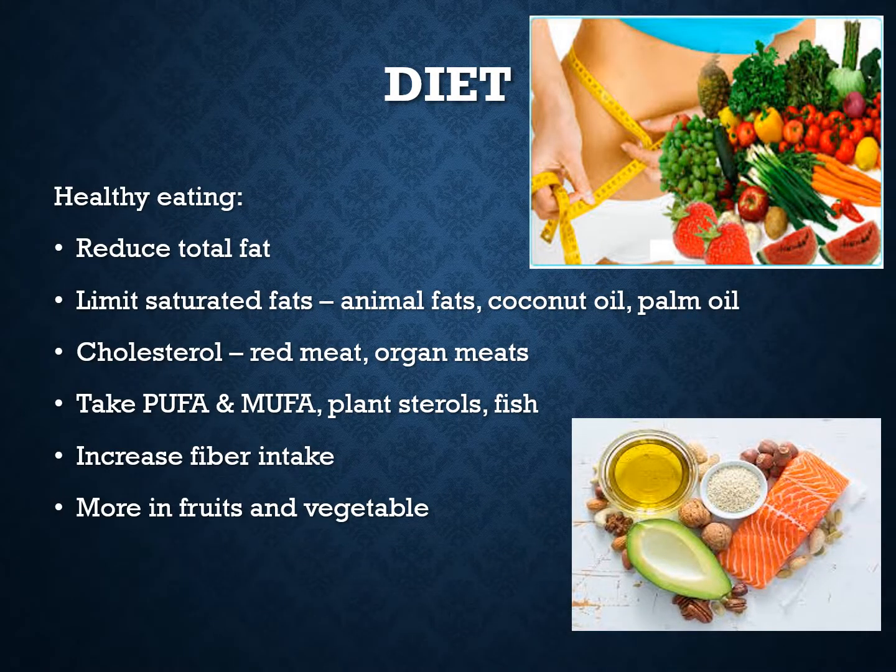A healthier diet should have limited amounts of saturated fats such as animal fats, coconut oil, palm oil, and also reduced amounts of cholesterol, which is present in red meat and organ meat. However, it is better to take more polyunsaturated fatty acids, monounsaturated fatty acids, plant sterols, fish, and fiber. A good amount of fruits and vegetables also constitutes a healthy diet.